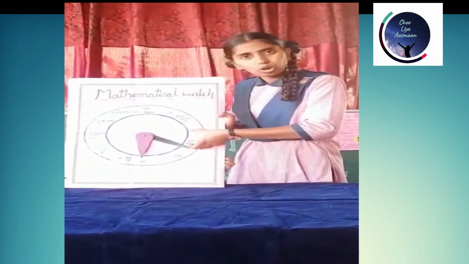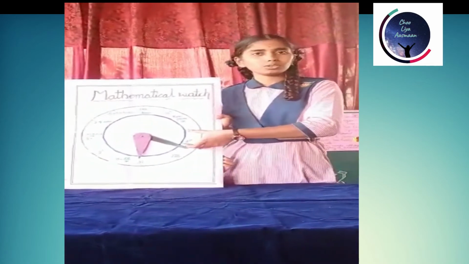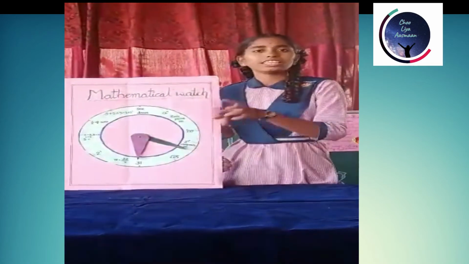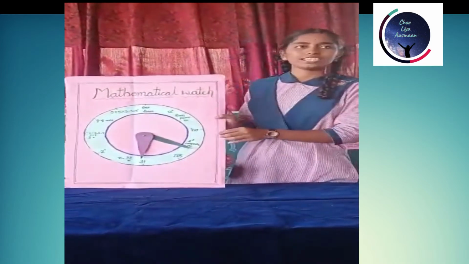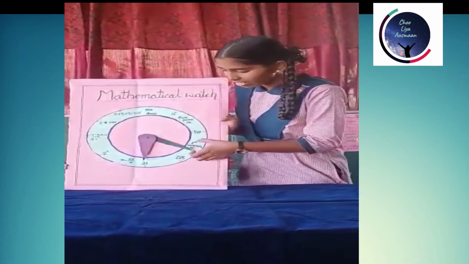Next, cube root of 27. 27 can be written as 3 cube. 3 cube whole power 1 by 3. So the cube and the power 1 by 3 cancel, and the answer remains 3.